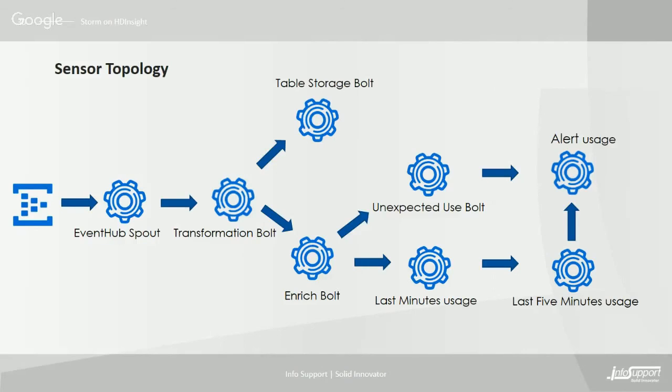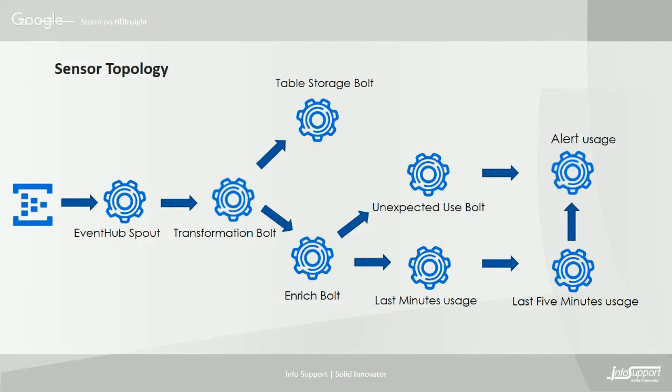The transformation bolt then outputs to two different streams. One stream will be used by table storage, which would be storing all of the information. So I could use Hadoop to do some analysis on it. Or if there's a failure or I made a bug somewhere in the topology, I could later rerun all of the readings again through the system. So fix any errors we had.